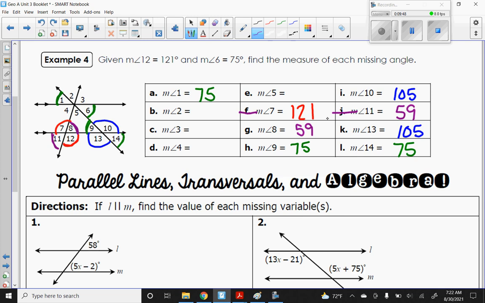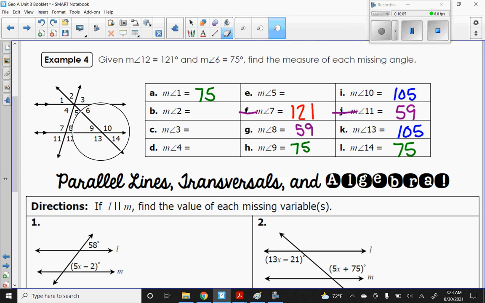Now, I think the hard part is here. Let me show you what can save you. Anytime you see a triangle, you should know that triangles add up to 180. Where should you see a triangle? You should see a triangle with 8, 9, and 5. There's an interior triangle there.